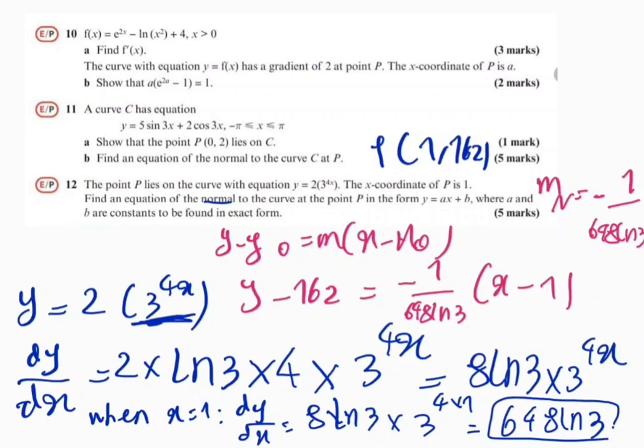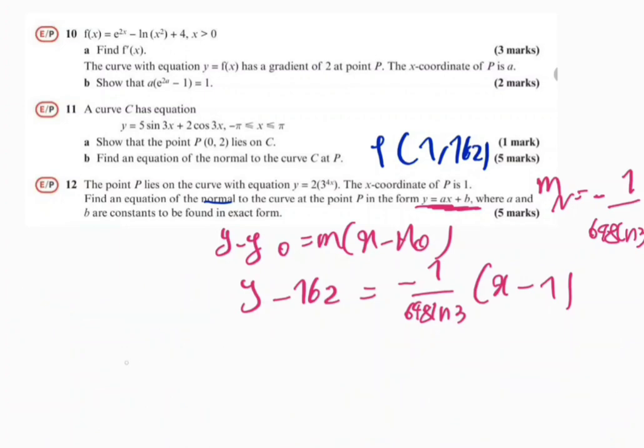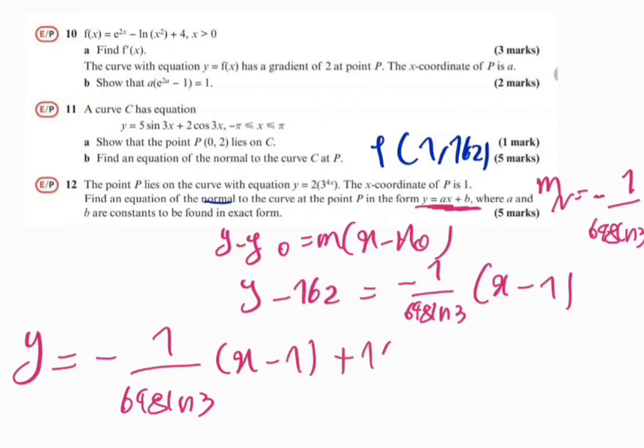The question has asked us to give the equation in this form, which means we need to simplify this. I can add 162 to both sides, so that I get y equals minus 1 over 648 ln 3 times x minus 1, plus 162, and that's it, because I have now written the equation in the form y equals ax plus b.